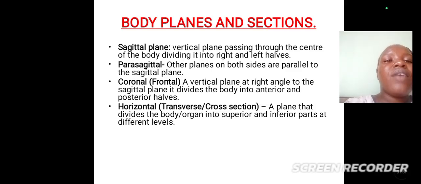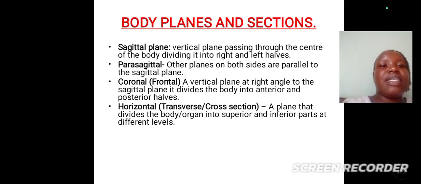Then we have parasagittal. Parasagittal is not one of the main planes, but it refers to other planes running vertically on both sides, parallel to the sagittal. If your sagittal plane is running through the midline, the planes running on the sides of that sagittal plane, parallel to it, are referred to as parasagittal planes. Of course, it divides the body into right and left, but not halves, not equals.